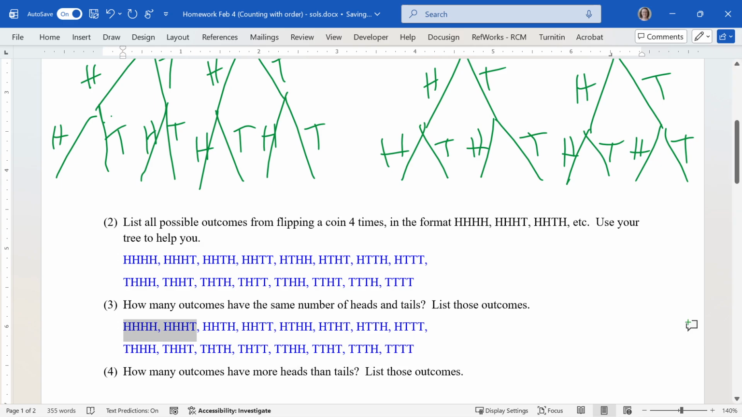So let's see, which ones have 2 heads and 2 tails? Not those ones. This one does, this one doesn't, this one does, this one doesn't.